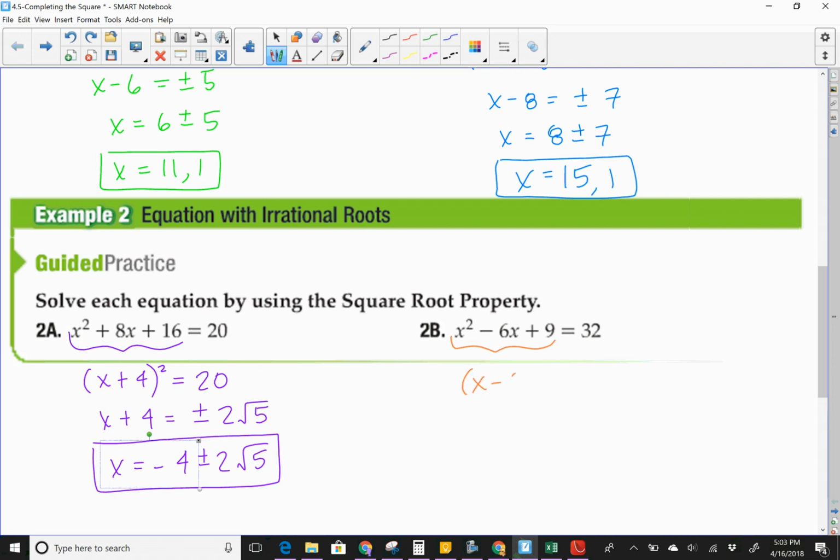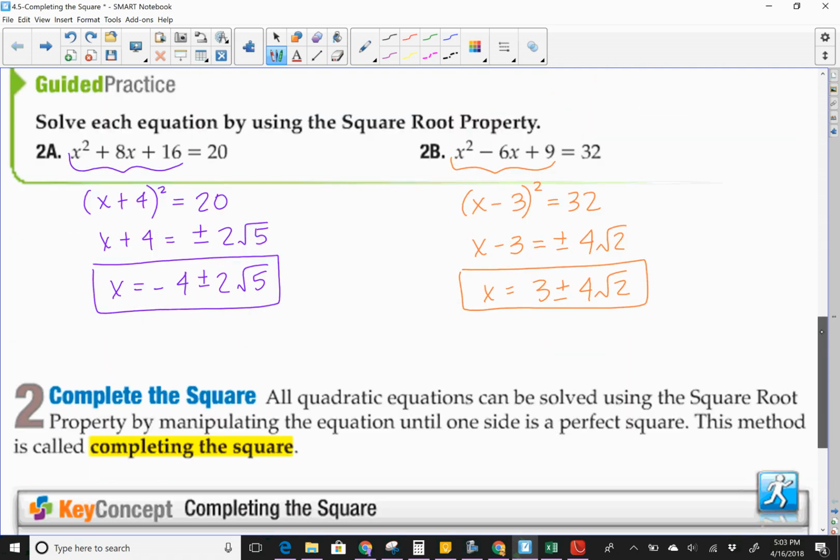Okay, last example like this. Again, another PST, x minus 3 squared equals 32. Take the square root of both sides, x minus 3 equals the square root of 32. 32 is 16 times 2, so that's going to become 4 square roots of 2. And when you add 3, you get x equals 3 plus or minus 4 square roots of 2. And of course, that only works for you if you recognize a PST, or a perfect square trinomial.